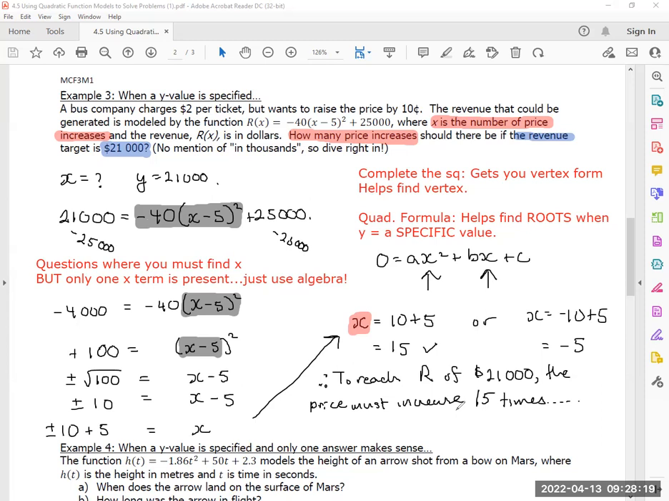Right? So there's that part that comes out in math, but we could increase it by 15 times or decrease 5 times. Both are acceptable. This is not like time. If time was -5, you would say, oh, that's a little weird, right? This is not the case. Both are acceptable. So here is an example where I did not use completing the square and I did not use the quadratic formula because it wasn't necessary. Why? There was only one x term, and so I just used algebra.